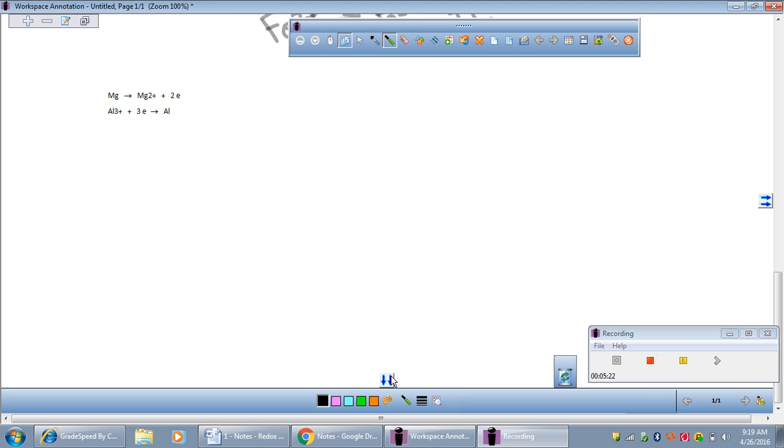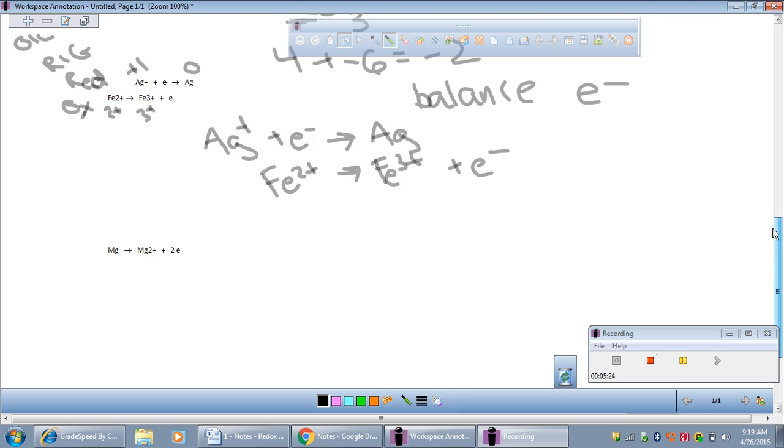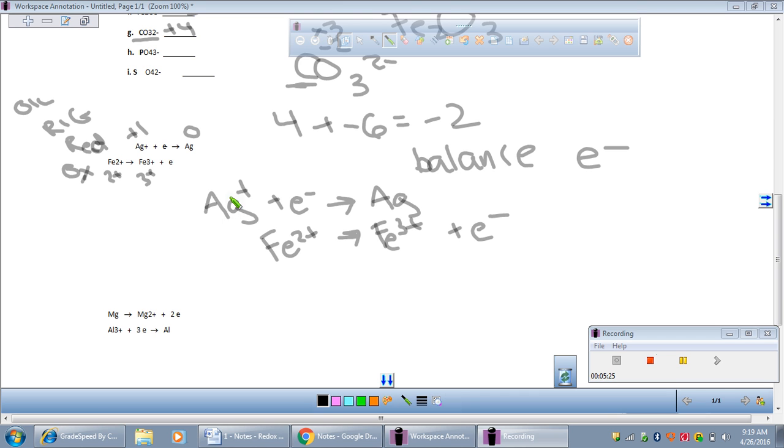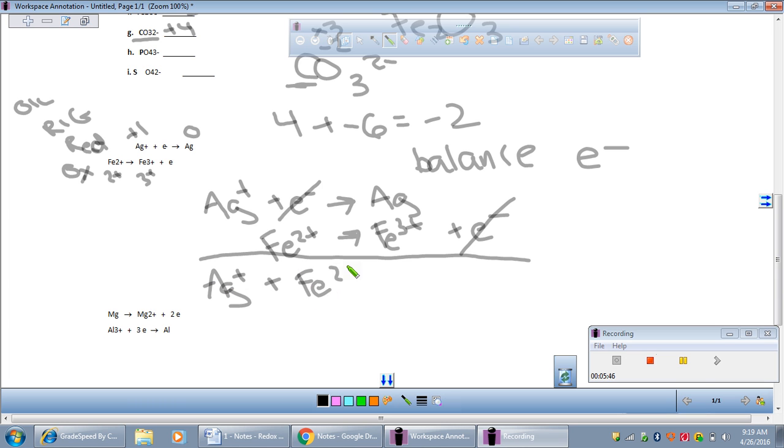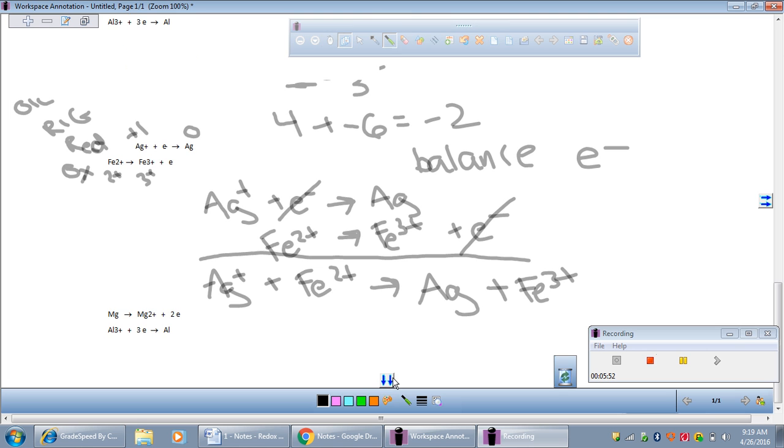All right, so take a look. Silver, in order to go from +1 to 0, has to add in 1 electron. Iron, to go from +2 to +3, has to lose 1 electron. So we are talking about the gain and loss of 1 electron. It cancels out. So when we write the overall reaction, it's already balanced. We don't have to change any coefficients. And there you go. All right, let's look at one more example.